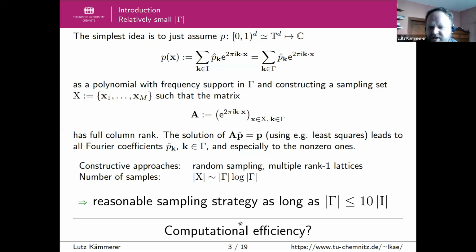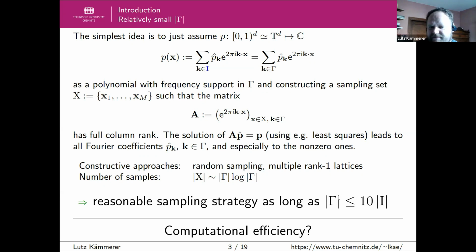And the computational efficiency, yeah, we talk about fast Fourier transforms. That means we are interested in fast transforms somehow. If you sample with random sampling, you get somehow unstructured matrices, in particular if this index set is unstructured. But you can do this in an efficient way if you use such a multiple rank 1 lattice discretization approach for such a polynomial.